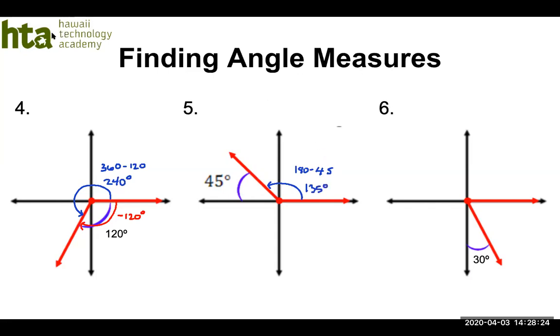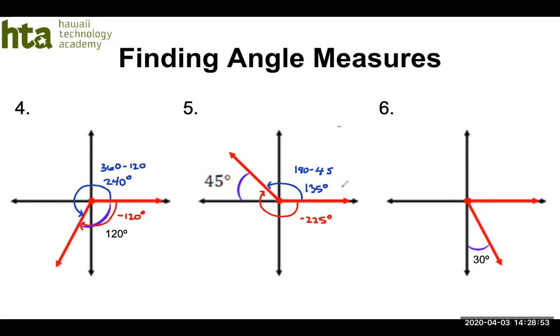Let's look at the negative degree measure. So if I went clockwise, I would go 180 degrees plus another 45 degrees. So if I went negative 180 plus another negative 45, that's negative 225. All right, so a possible answer is 135 and a negative answer would be negative 225, okay?